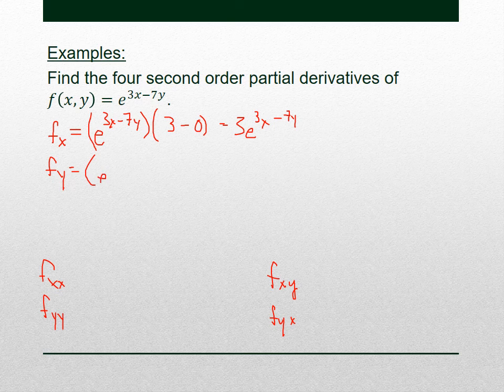Alright, now let's find the partial derivative with respect to y. It's going to be very similar. Right, you copy down what you're looking at, e to the 3x minus 7y. And now we need the partial derivative of 3x minus 7y with respect to y. So we treat 3x as a constant, and it has derivative 0. And then we get minus 7 that pops out from the derivative of y. And so that's minus 7 e to the 3x minus 7y.